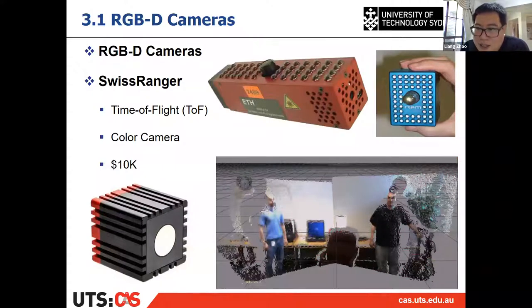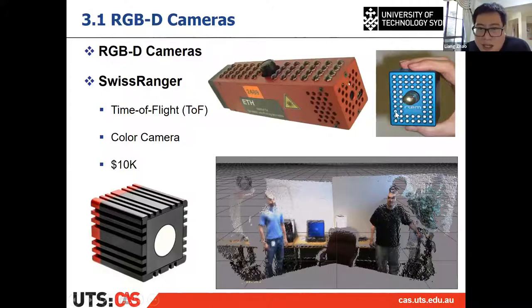The first version of the RGBD camera, as I mentioned in the first lecture, is called Swiss Ranger. It was developed by ETH, a very top university in Europe. As I mentioned, Imperial is the MIT of the UK, and ETH is the MIT of Europe. It's a very, very good university in Switzerland. They developed the first version of the RGBD camera.